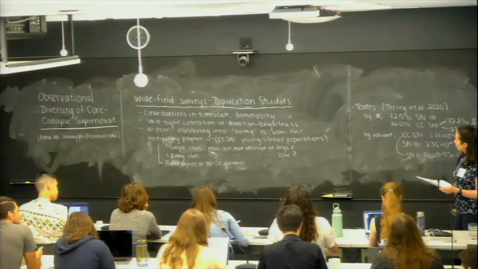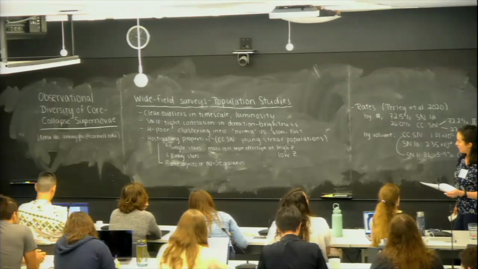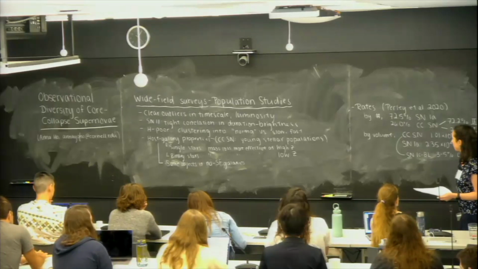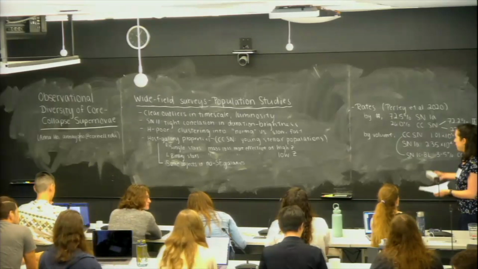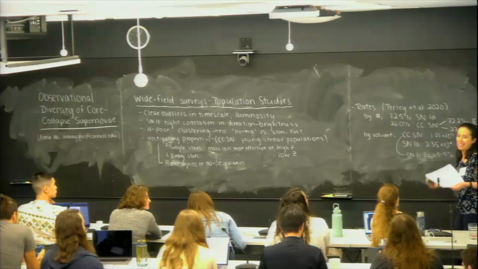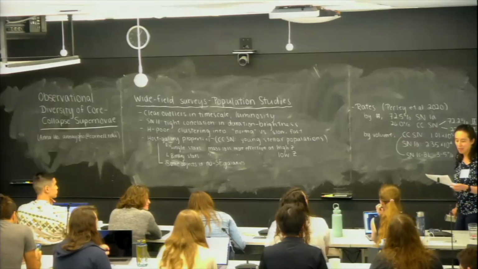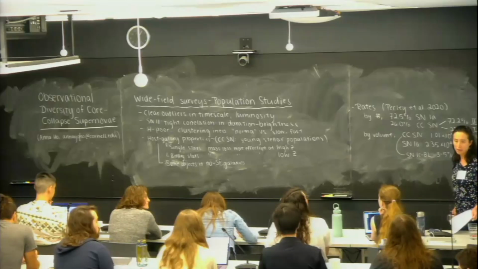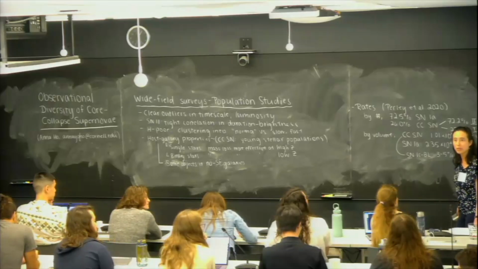Okay, so that's all I was planning to say about what we've started to learn from these very wide field surveys and these population studies. I've only really been able to give a hint, but are there any other questions about this before I switch gears a bit and talk about very early observations of supernovae?